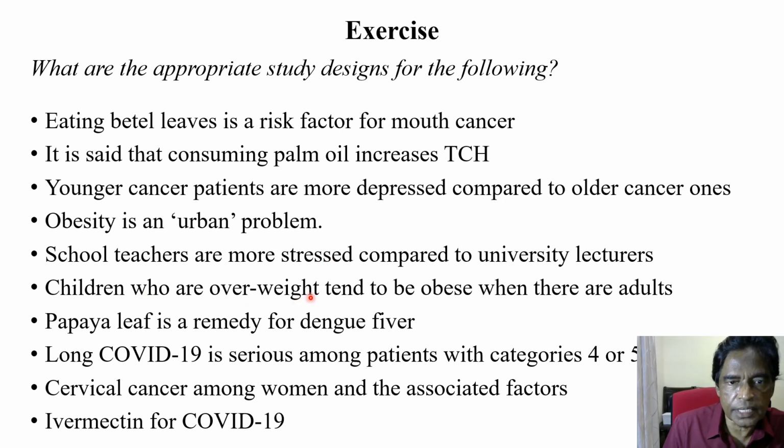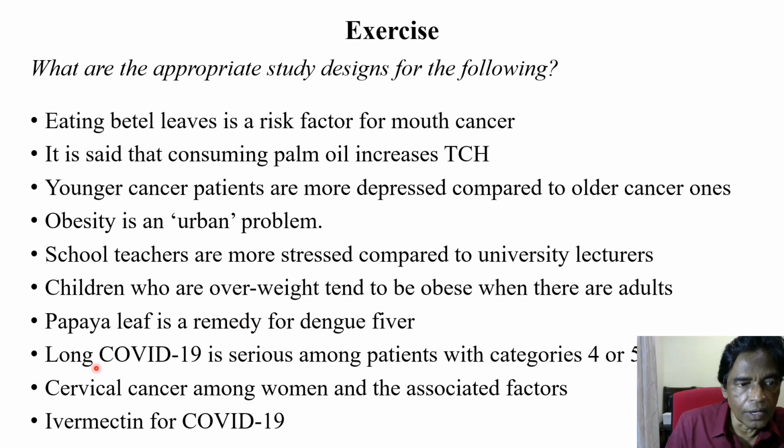Overweight children tend to be obese when they are adults. So we'll follow the children until they become adults. It can be a longitudinal study. Papaya leaf is a remedy for dengue fever. Right? I know still people say it's not effective. Let's say you want to study this. So there'll be 2 arms. Right? It can be a randomized control trial. Randomized control trial if the ethics committee approves it.